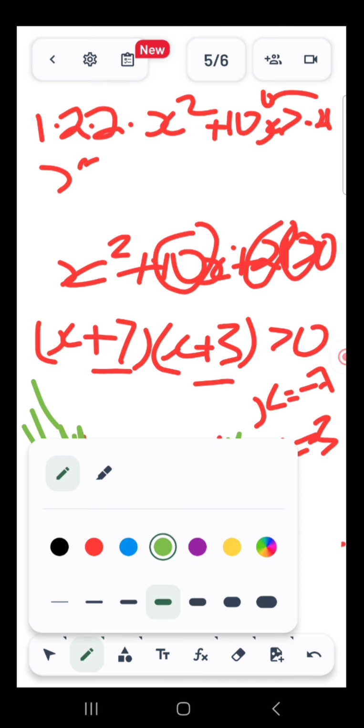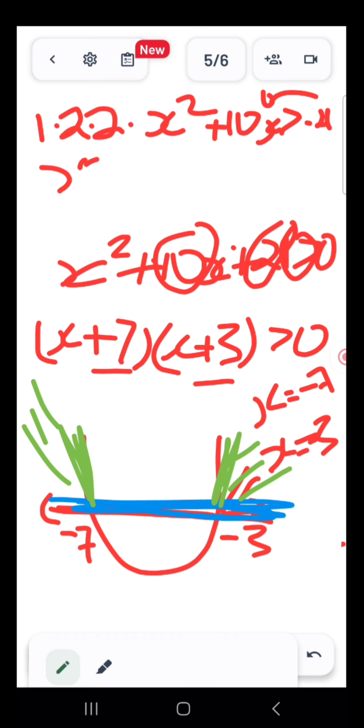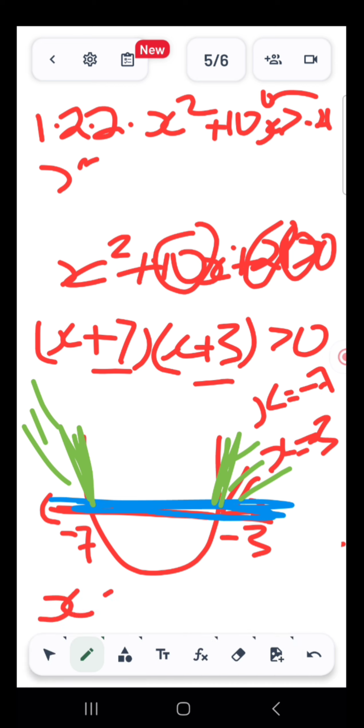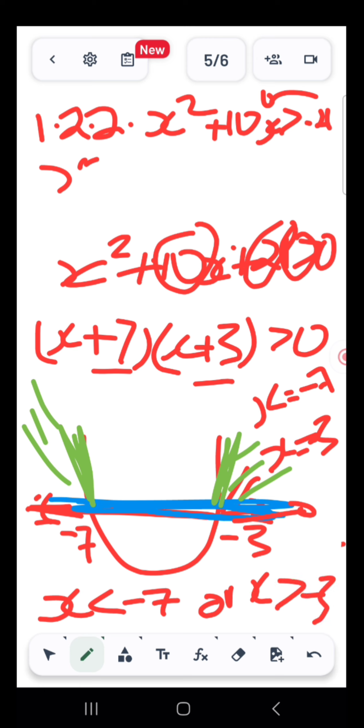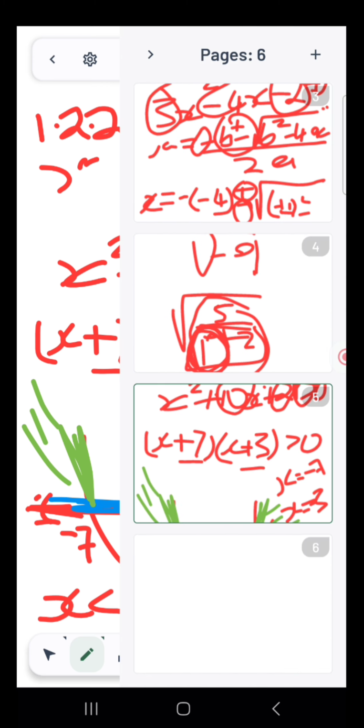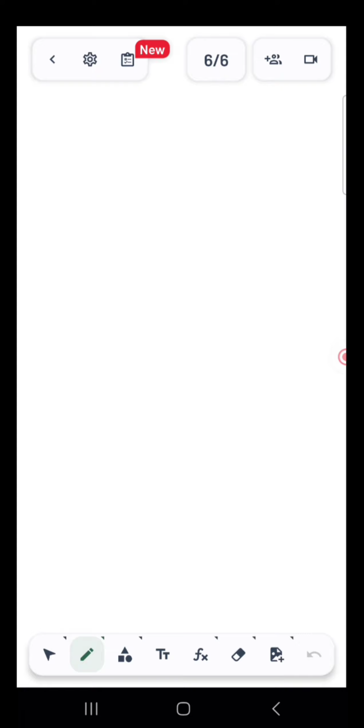Then the final answer will be that when x is less than -7, right? Less than meaning the numbers on this side, or the numbers on this side, which is when x is greater than negative 3. That's when the equation is greater than 0. It's positive. I hope this makes sense. Any questions, I told you, you can email me. Okay?